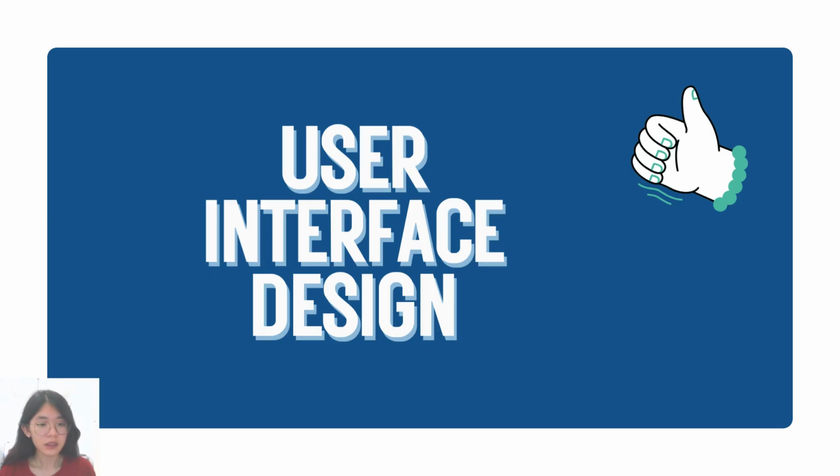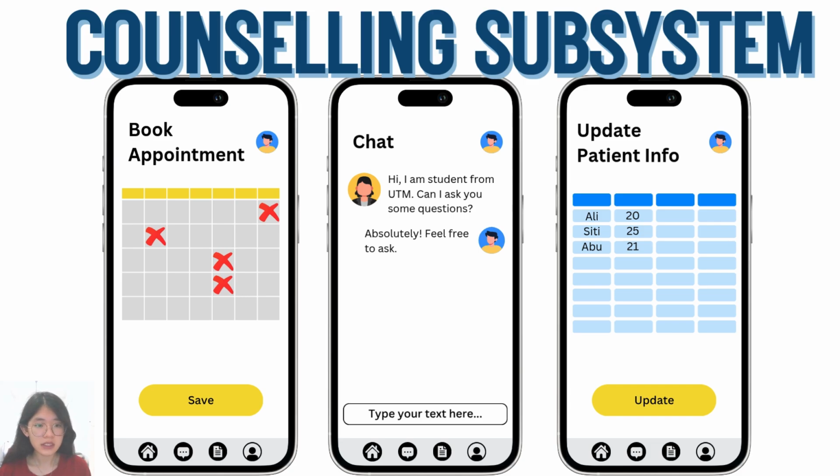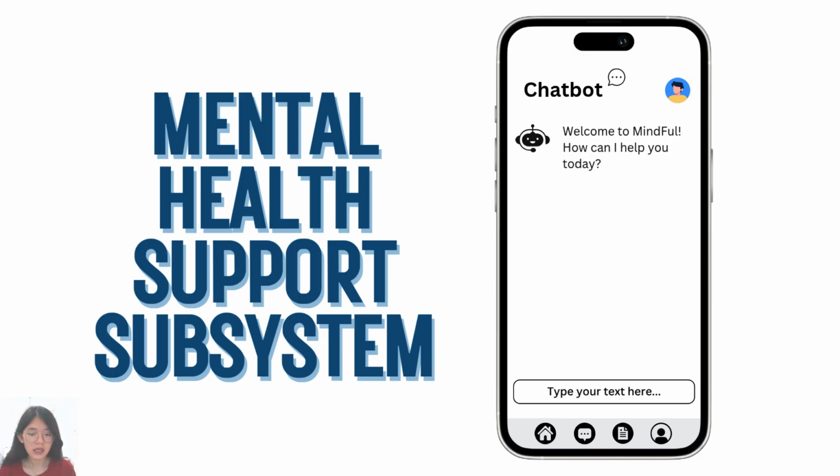Thank you. Next will be the user interface design. We have organized the user interface design based on the four subsystems that we mentioned before. For the quiz subsystem, there will be a quiz interface, and for the counseling subsystem, there will be a book appointment interface, an interaction with student interface, and an update patient notes interface. For the administration subsystem, there will be a manage user access interface, a publish content interface, and a view analytics report interface. And lastly, for the mental health support subsystem, there will be a chatbot interface. And that's all for the interface.